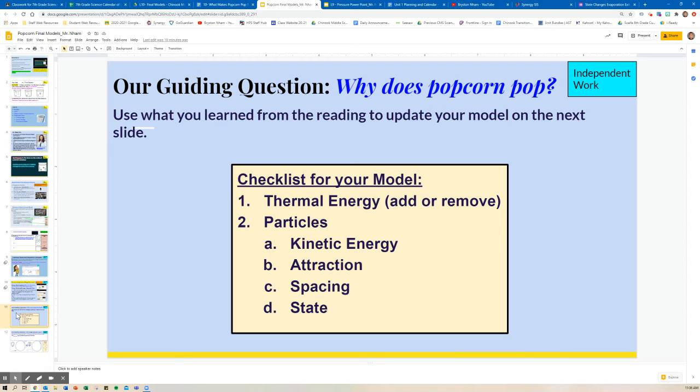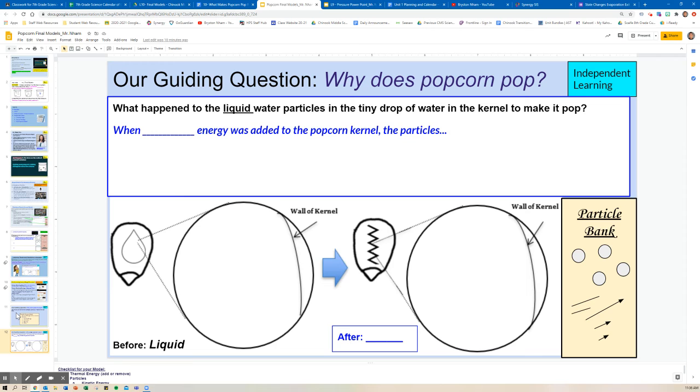So your guiding question that we did was, why does popcorn pop? This is a checklist for your model of different words that should be included in your model. And your model, based on your assignment, is this last slide in this PowerPoint. We did this before. You started the unit with this. What's going on inside? Why does popcorn pop? You need to write your answer with the blue statement up here and also use the particle bank to show me what's happening inside the kernel.